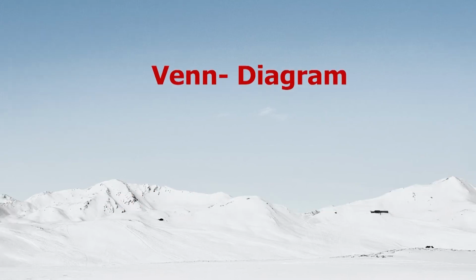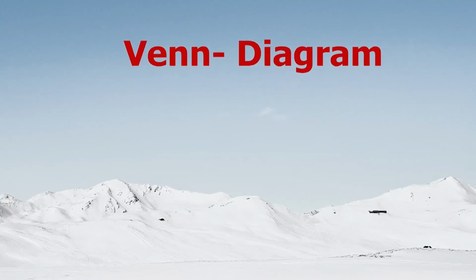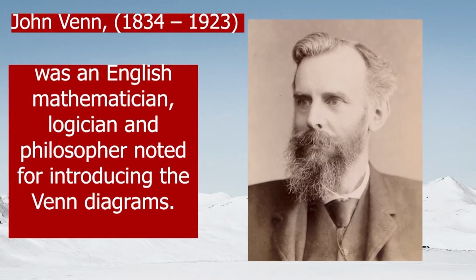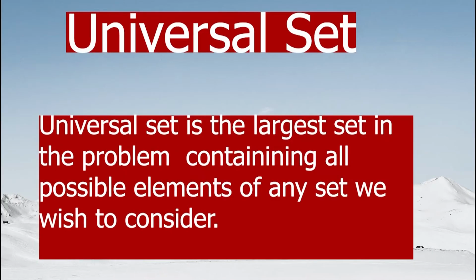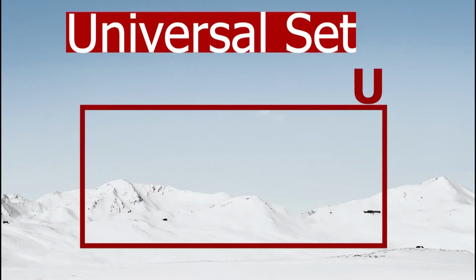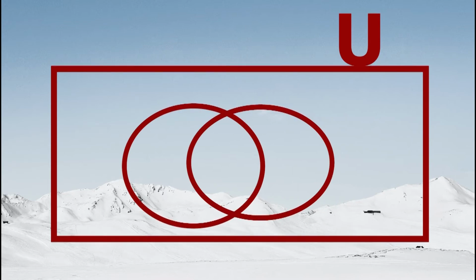Now let's discuss about Venn diagram. Dear friend, John Venn was an English mathematician, logician and philosopher noted for introducing the Venn diagram concept. To study Venn diagram, we must know the concept of a universal set. Universal set is the largest set in the problem containing all possible elements of any set we wish to consider. In Venn diagram, universal set is represented by a rectangular set denoted by U, from which the different sets are obtained and put in circular shape.